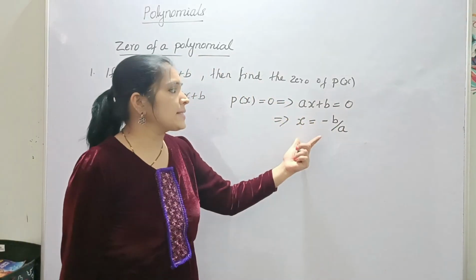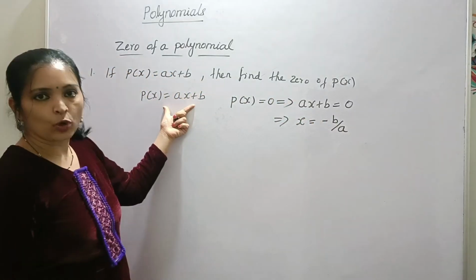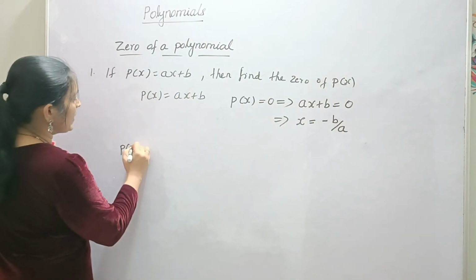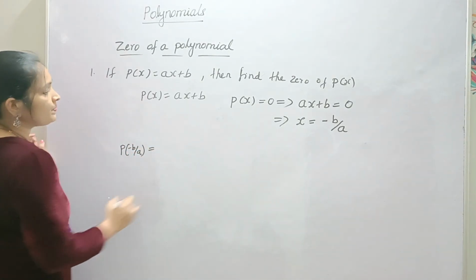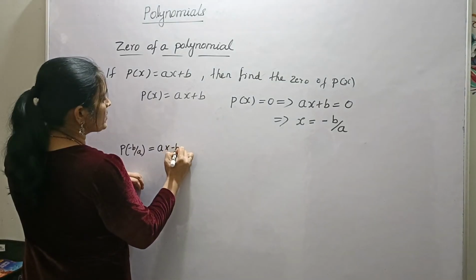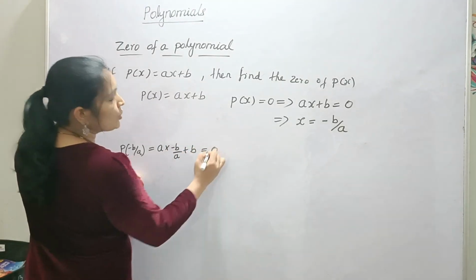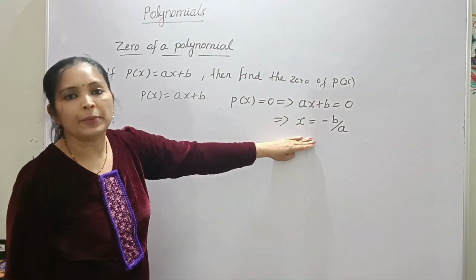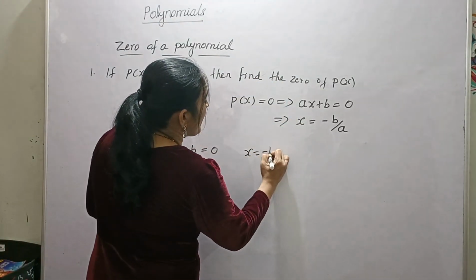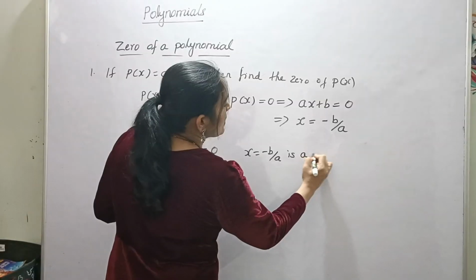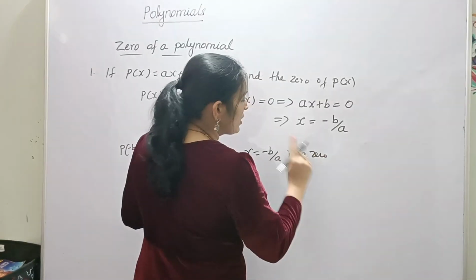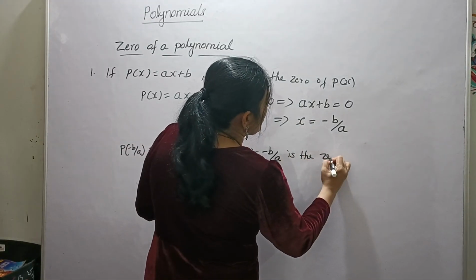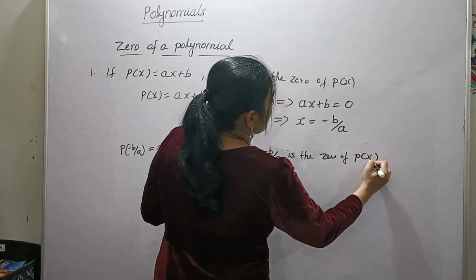Now you can substitute x is equal to minus b by a in this expression. You will get 0. That is, p of minus b by a is equal to a into minus b by a plus b, that is equal to 0. So what is the zero of p of x? Minus b by a. So x is equal to minus b by a is the only one zero of p of x, because it is a linear polynomial.